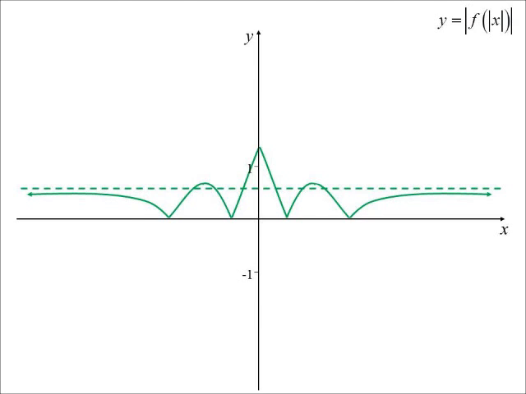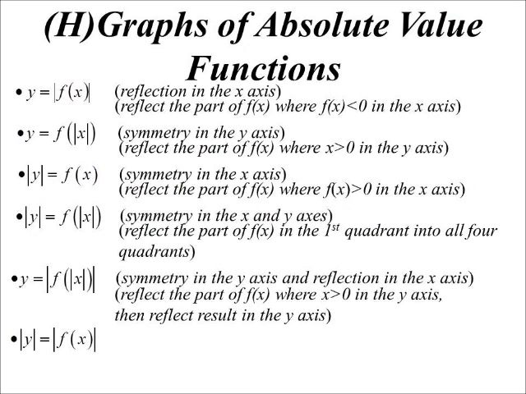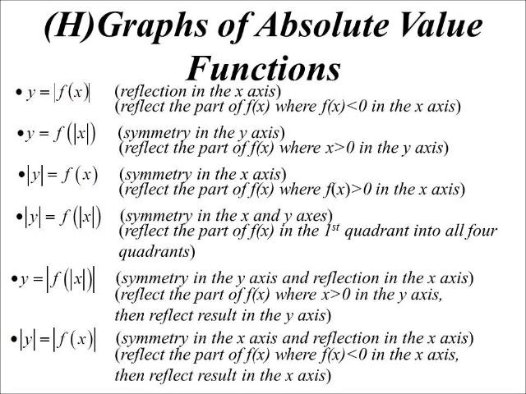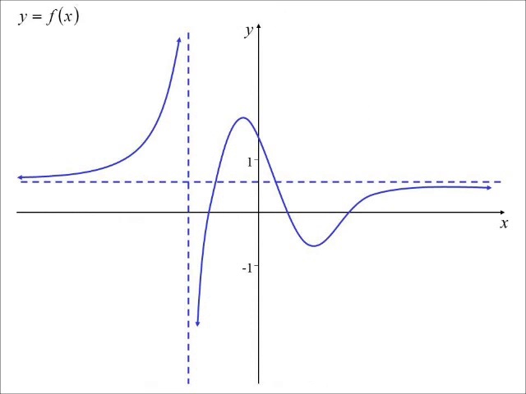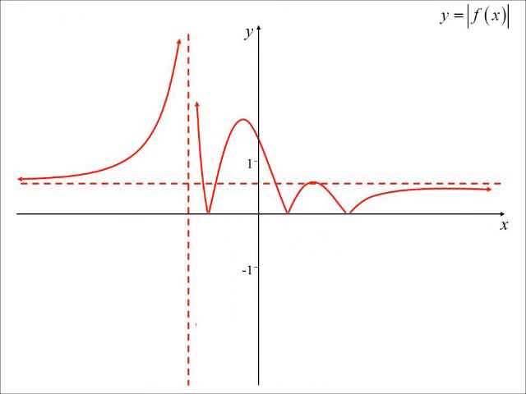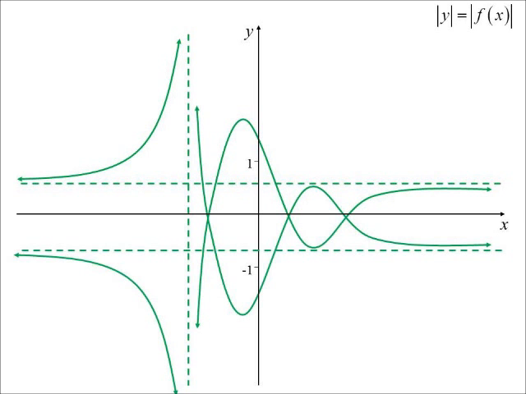Okay. Absolute value of y is equal to the absolute value of function x. Symmetry in the x-axis, reflection in the x-axis. So this time we reflect the part where it's less than 0 in the x-axis and then reflect the result in the x-axis. Let's have a look at it. There's the original. That would be the absolute value of function x. Which one are we doing now? I've forgotten already. Okay, so what did we do when we said absolute value of y was equal to something? Bingo. How cool is that one?